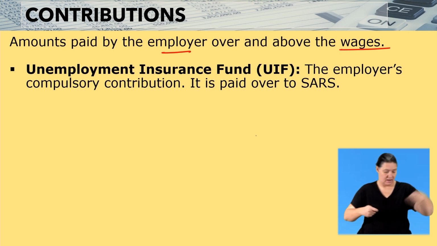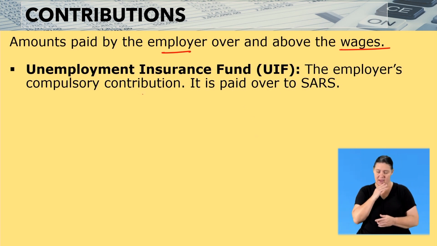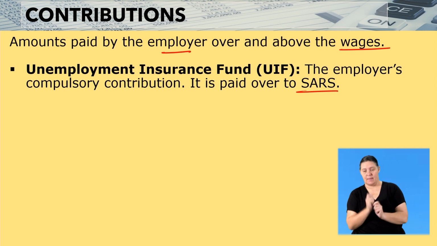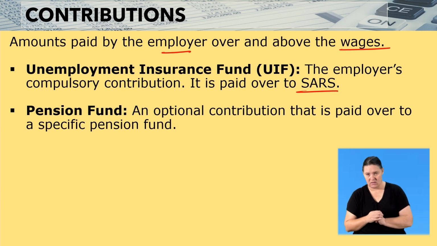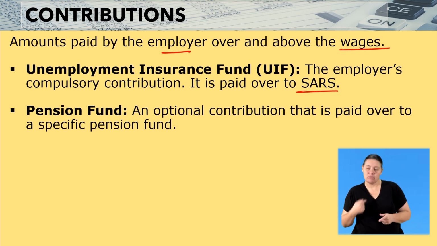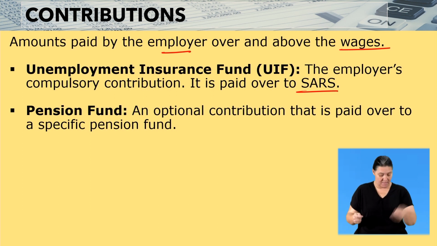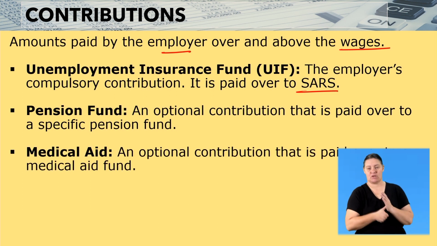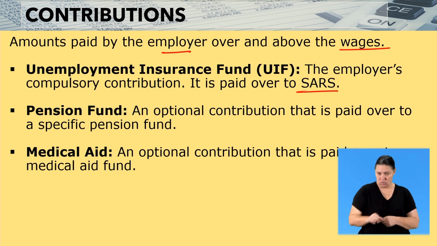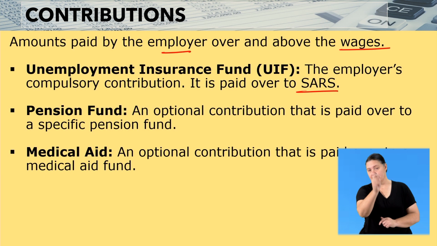UIF. So this is the employer's compulsory contribution, which is also paid over to SARS. Then there's pension fund. However, this one is an optional contribution that is paid over to a specific pension fund. Then we have medical aid, which is also an optional contribution that is paid over to a medical aid fund.